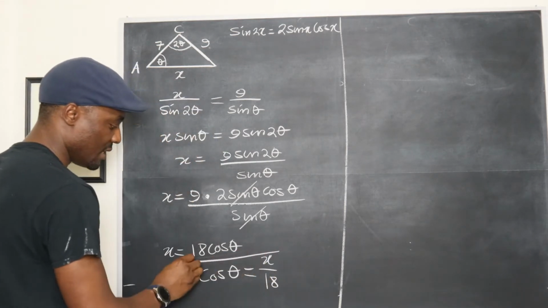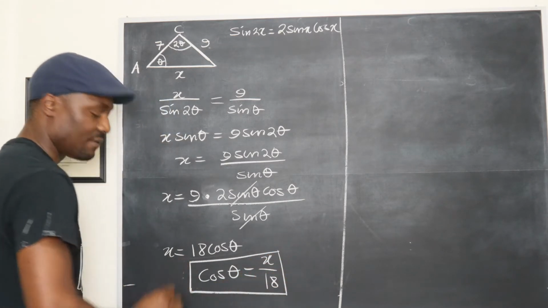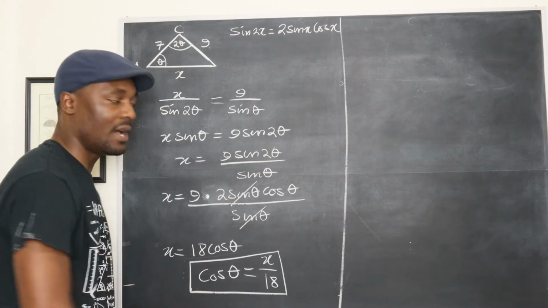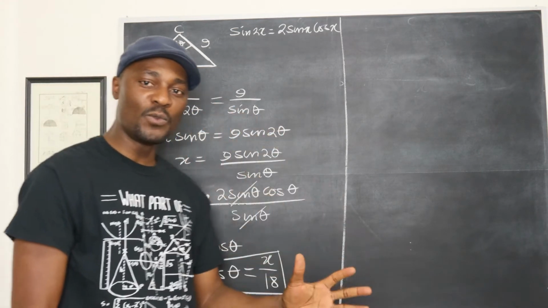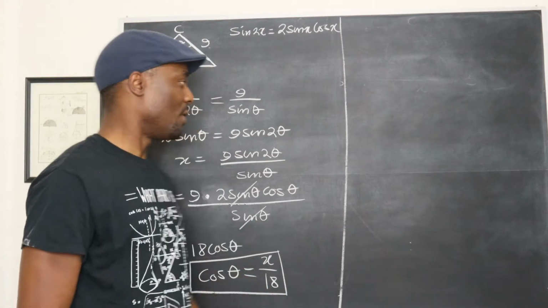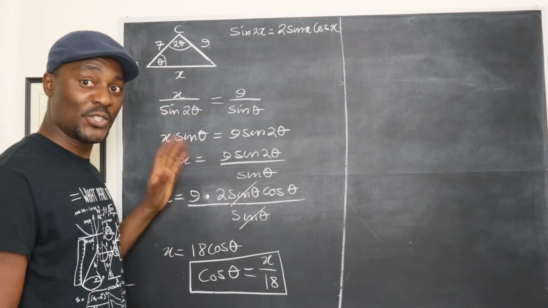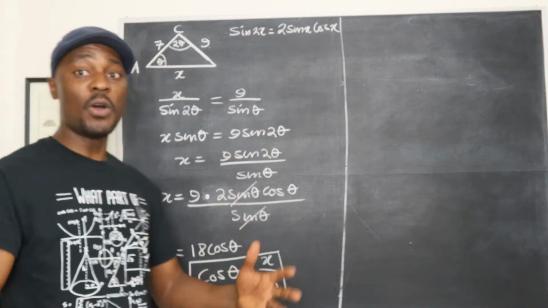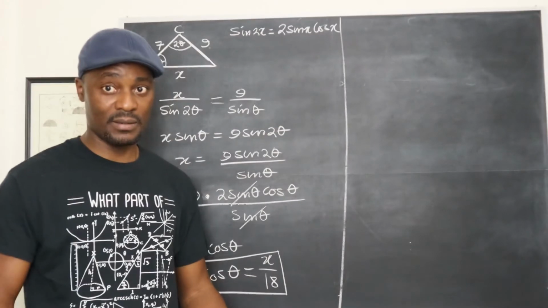Okay, we're going to need this after now. That's the first step. You have isolated your cosine theta. Now let's go to another rule that we know. It is called the cosine formula. Okay? So remember, if you know what to do, this shouldn't take you more than 20 seconds. But if you don't know what to do, it's going to take you days.